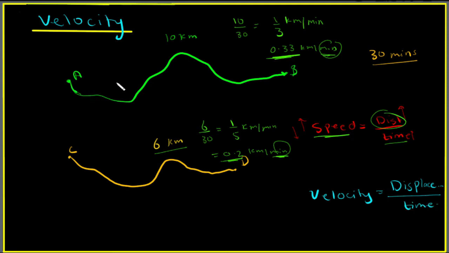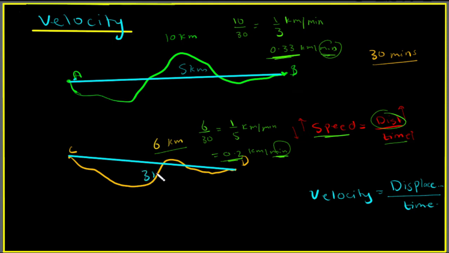If something moves from point A to B and there's also something that moves from point C to D, we don't actually have to see the actual path that the thing travels. All we need to see is the shortest distance, which is the definition of displacement. So we need to see these distances. For example, this distance was like 5 kilometers, and this distance is like 3 kilometers, right?